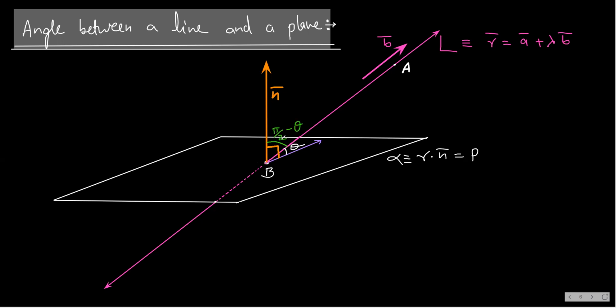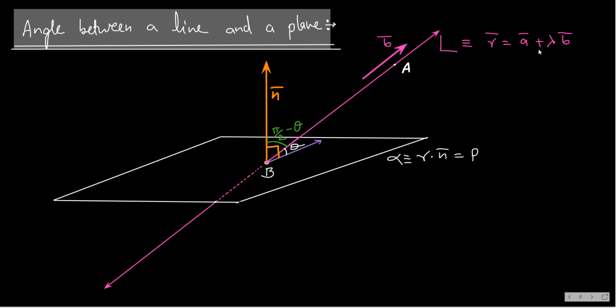See, if this angle is pi by 2 minus theta, that is the angle between the normal and the line. Please understand. We are interested in the angle between the line and the plane, which is theta. So I want angle theta. If the angle between the line and plane is theta, the angle between the line and the normal to the plane will be 90 minus theta. And if the angle between the line and the normal is 90 minus theta, I can say the angle between b bar and n bar is also 90 minus theta. Why? Because b bar is parallel to the line.